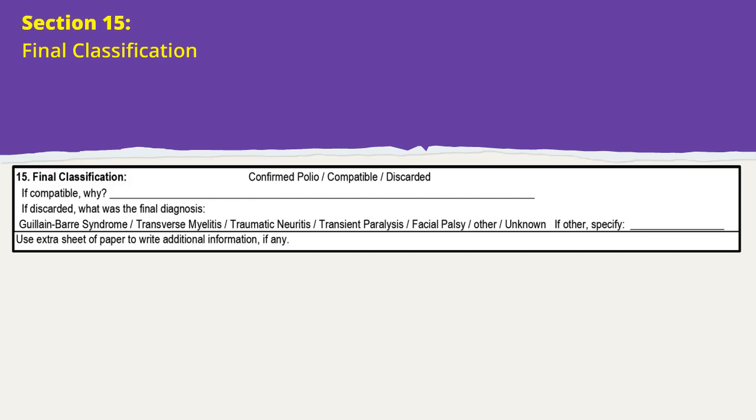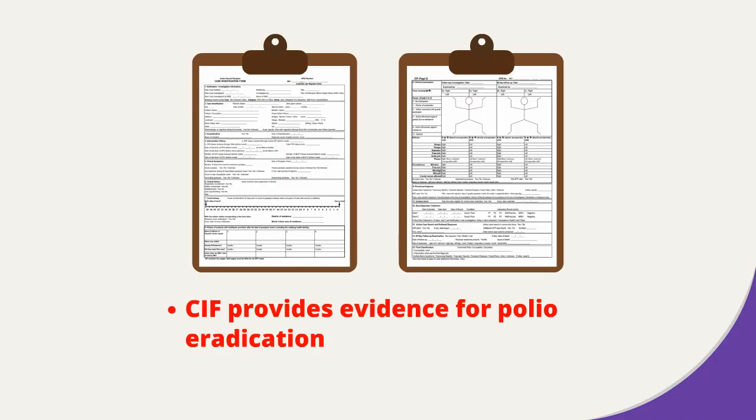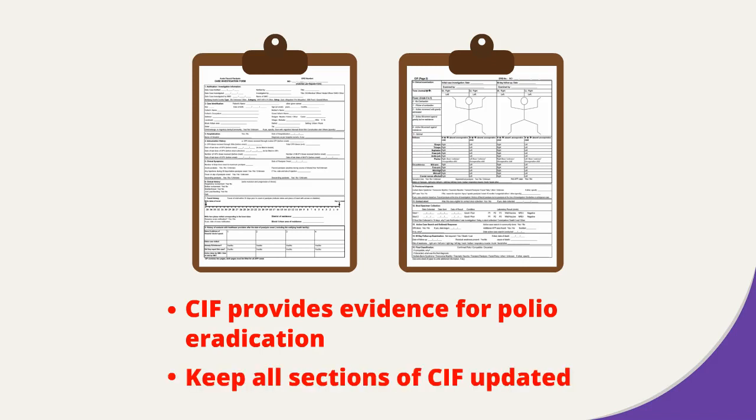AFP case can be classified as confirmed polio, compatible, or discarded. Once discarded, the final diagnosis must be written in the CIF by the DIO or SMO at earliest. CIF is an important document for providing evidence of polio eradication. Keep all the sections updated as and when the relevant information is available.